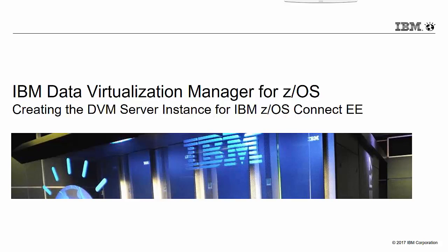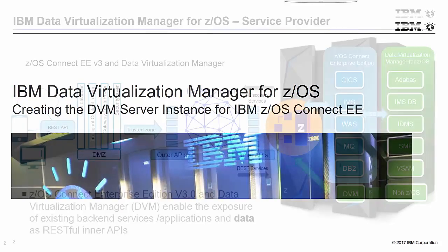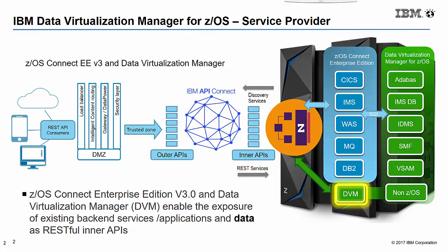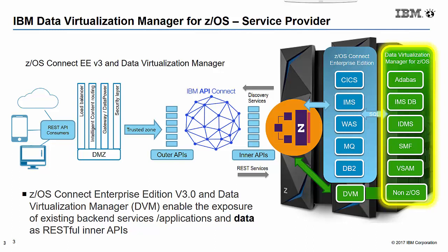Today we are going to show you how to create the DVM server instance for zOS Connect, the second step you will need to perform before creating APIs for mainframe data. Just to recap, in the last video, we showed you how to set up the DVM service provider for IBM zOS Connect. In this video, we're going to focus on how to set up the DVM server instance needed for interacting with IBM zOS Connect. So let's dive in and do that right now.